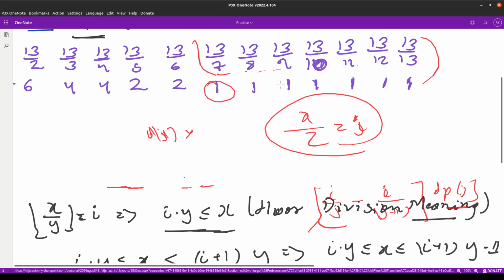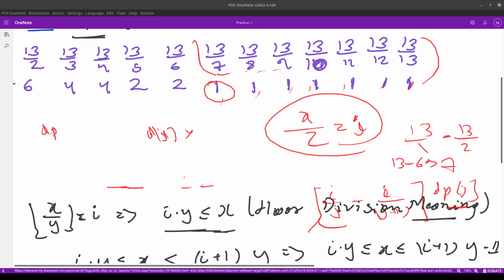For dp 1, it is 13 divided by 1 minus 13 divided by 1 plus 1, which is 13 minus 6 equals 7. Not 5, 13 minus 6 is actually 7. So 1 2 3 4 5 6 7. So simply for dp 1 equals 7, we will add it in our dp i, which is for 13, and similarly we will iterate for the other j's up to the square root.